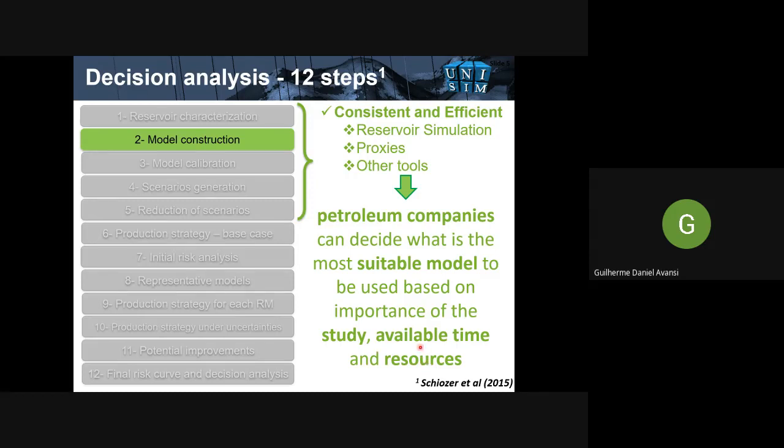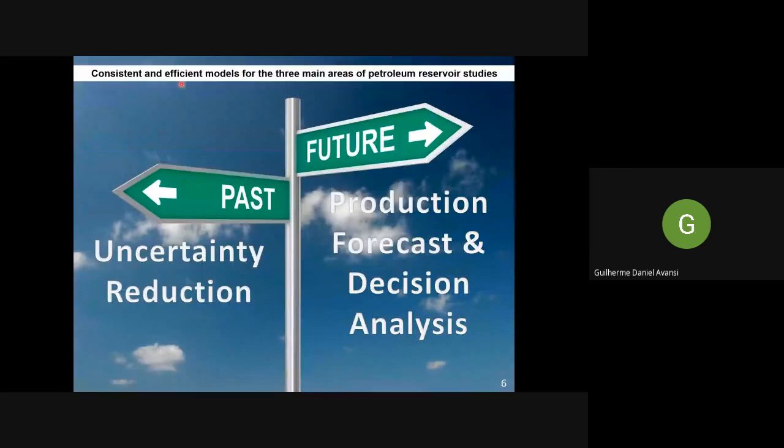So we have a kind of balance between the objective of the study, the available time, and also the resources. So when we build consistent and efficient models, we have 3 main areas that we can use. The first area is related to the past, as I already presented. This is the data simulation for uncertainty reduction. The second one is the future, so you have production forecast and decision analysis. Based on this, now we know where we are.